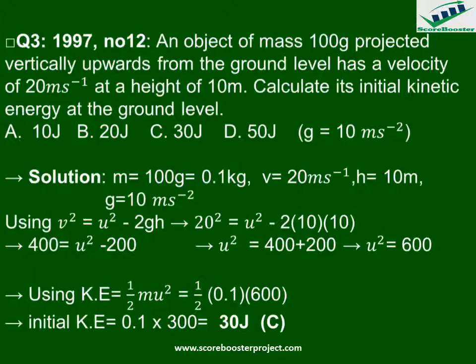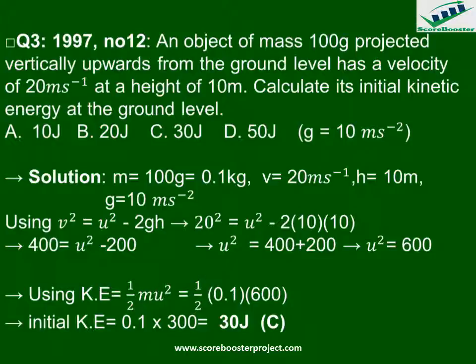Now, the question asks us to calculate the initial kinetic energy. For us to get the initial kinetic energy, we need to get the initial velocity, because we use the initial velocity to calculate it. We have to recall from our previous work, that is motion under gravity, the equation connecting initial velocity and final velocity, which is v squared equals u squared minus 2gh. So when we substitute, v squared will be 20 squared equals u squared, that is the unknown, minus 2 times g, which is 10, times h, which is also 10.